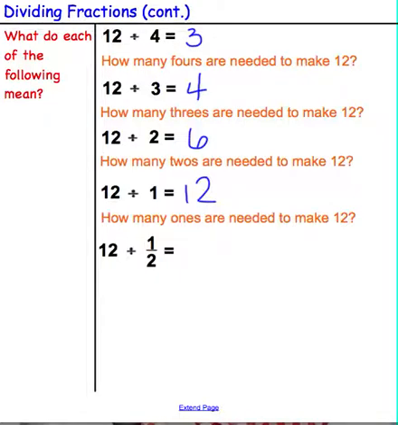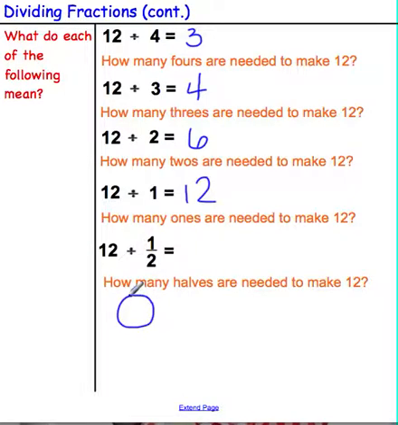Now here's where the tricky part comes in. We know, by seeing the pattern, that 12 divided by 1/2 means, how many halves are needed to make 12? If you think about that, if we have a whole, like a pie, and we cut it in half, and I want to know how many halves are needed to make 12, I know that there are 2 halves in 1, and therefore there will be 4 halves in 2, which is always double the number.